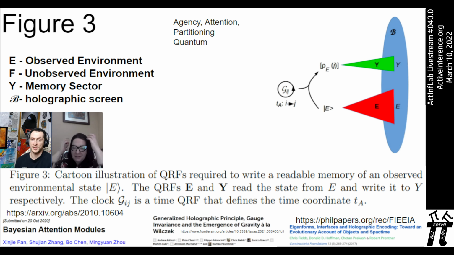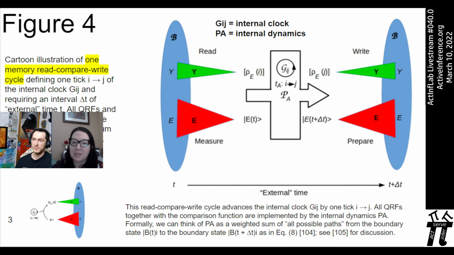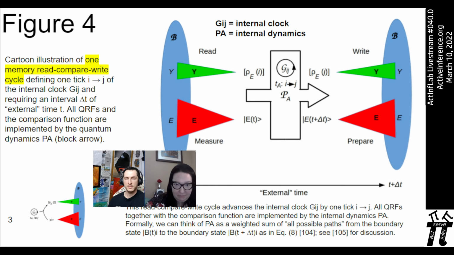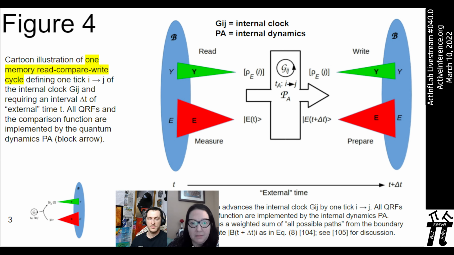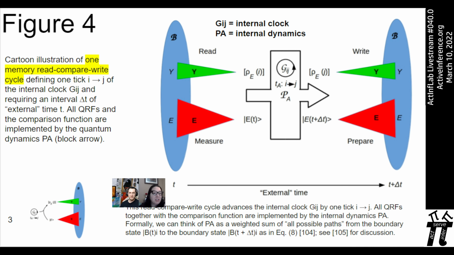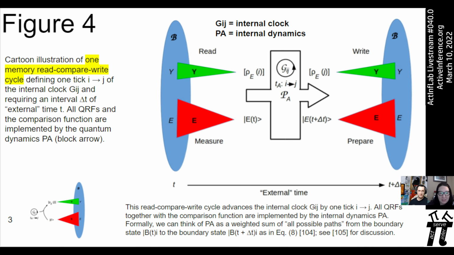Little perception action loop with memory. So figure 4, it's a memory read-write cycle defining one tick from I to J of the environment. So here you read from the environment, measure, and then write, prepare. So you prepare for the next time step.